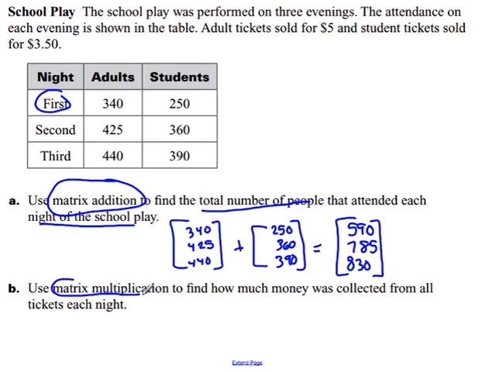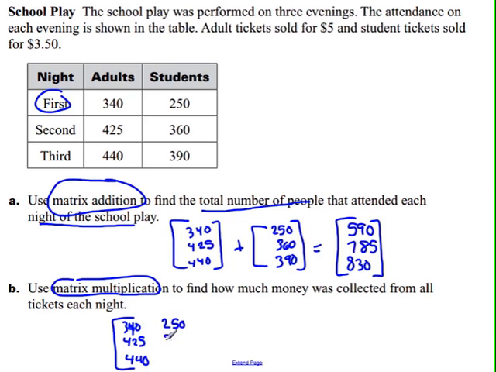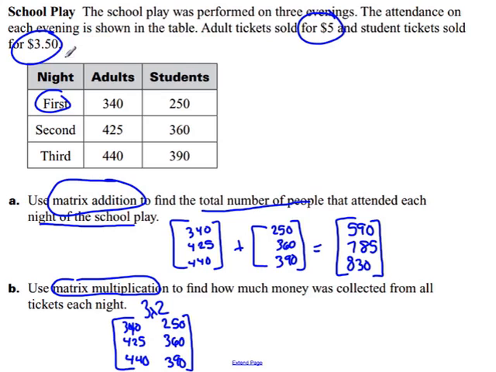The next one says, by matrix multiplication, use it to find how much money was collected from all the tickets each night. So what I do again is I'll set up a matrix here. This is the 340, 425, 440, 250, 360, 390. We'll set this up. This is a 3 by 2 matrix. So the idea here is that I only have two costs really. I have this $5 for adults, and $3.50 for the students.